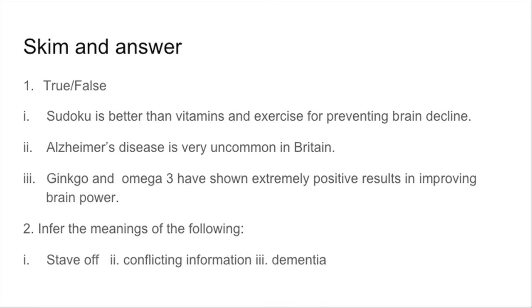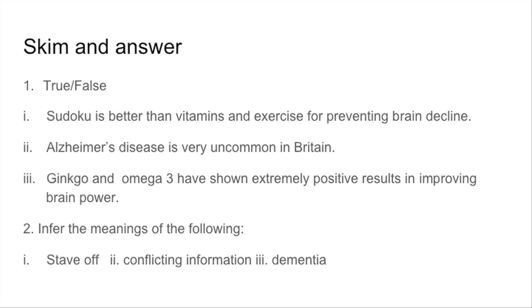according to the text. Sudoku is better than vitamins and exercise for preventing brain decline, whether it is true or false according to the text. Yes, it is true. Alzheimer's disease is very uncommon in Britain. Is it true or false? It is false. The passage clearly says that many people suffer from brain disorder. Ginkgo and omega-3 have shown extremely positive results in improving brain power.